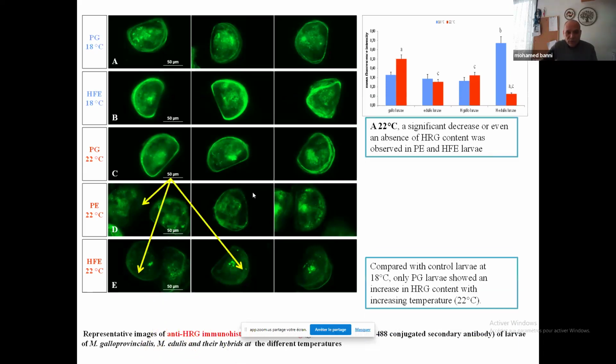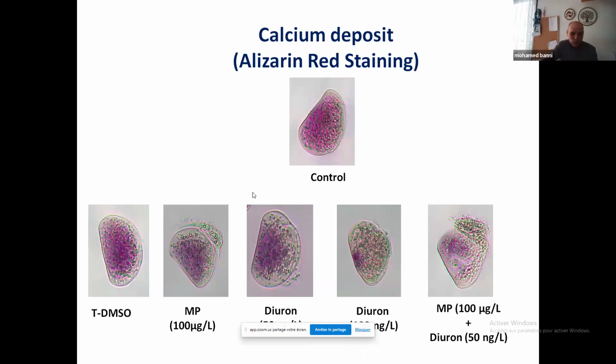Okay, so I will go further. And this is a fantastic illustration that we had in the lab: the calcium deposit with alizarin red staining. The alizarin red staining recognizes the calcium in a tissue. As you can see here, from the control situation, the red, I mean the pink, is very intense because calcium is there. But when you test your larvae with DMSO, with microplastic at 100 microgram per liter, with diuron, which is an herbicide, and the mix of diuron and microplastic, you see how the contaminant affects the deposit of calcium.